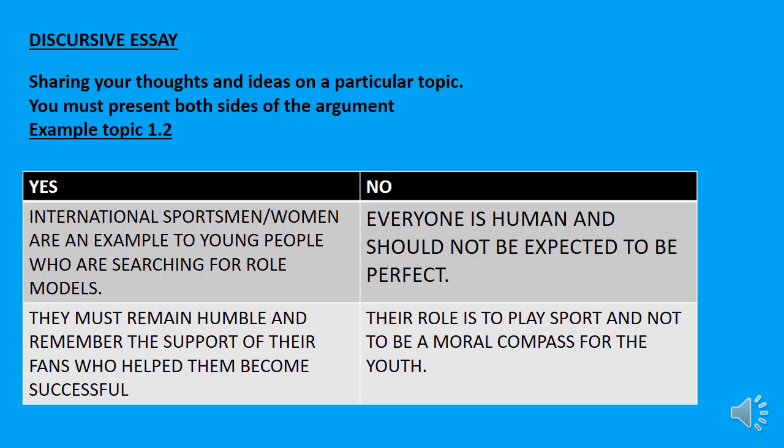So let's start by looking at the discursive essay. In a discursive essay, you are writing an argument about a topic, and the main feature of a discursive essay is that you are presenting both sides of an argument. So, for example, if you look at topic 1.2, international sportsmen and women have a social obligation to make proper moral choices.